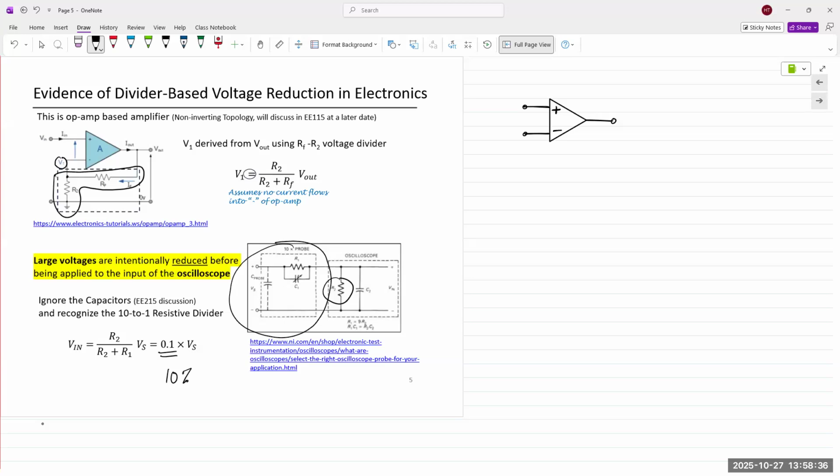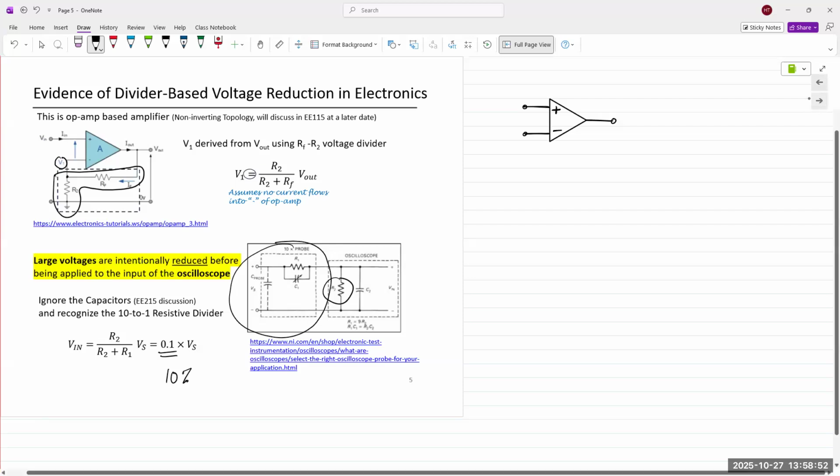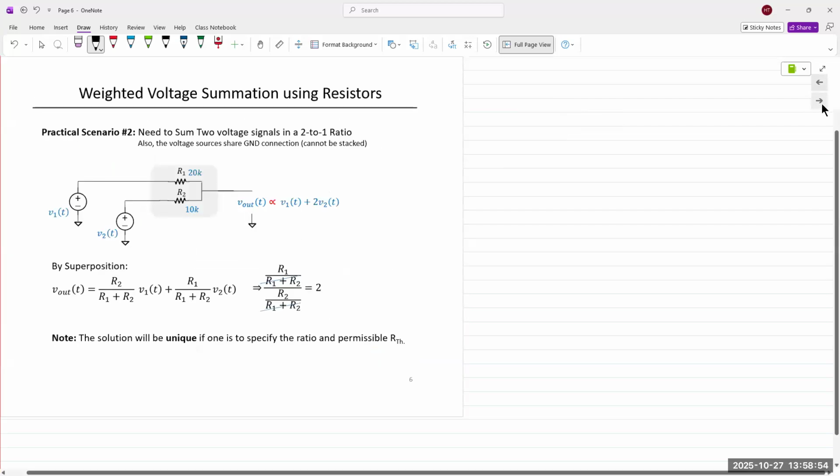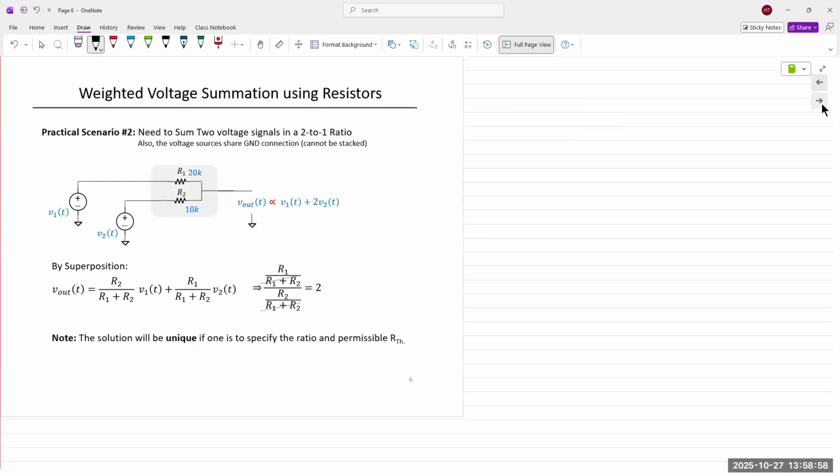If this oscilloscope can handle up to 400 volts using a 10x probe, you could potentially stick that probe into the power outlet. But again, don't do that. Not unless you are willing to replace the oscilloscopes. Okay, so that's the other application. So anytime we need a reduction in voltage or a division of voltage, that's where resistors find application. Okay.